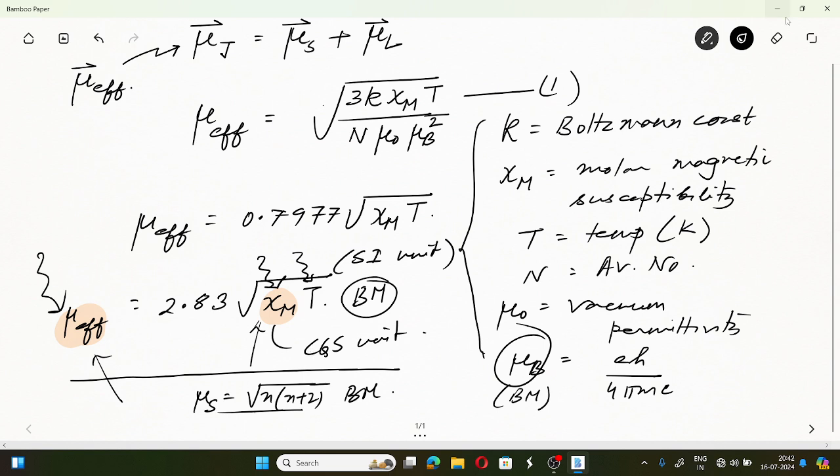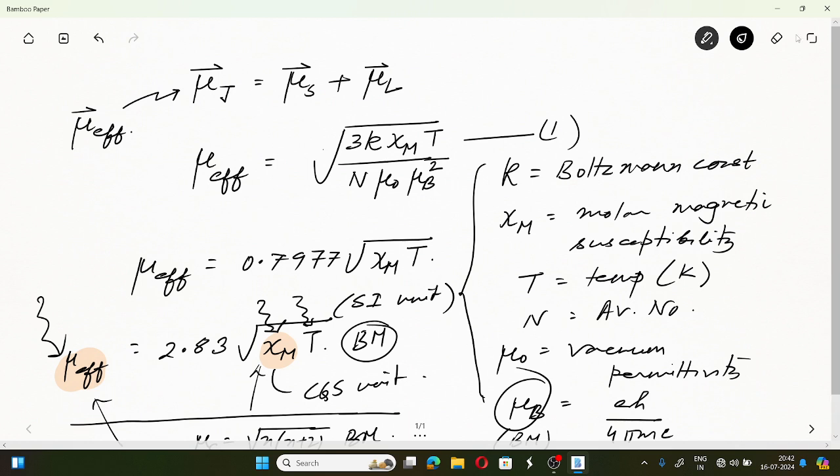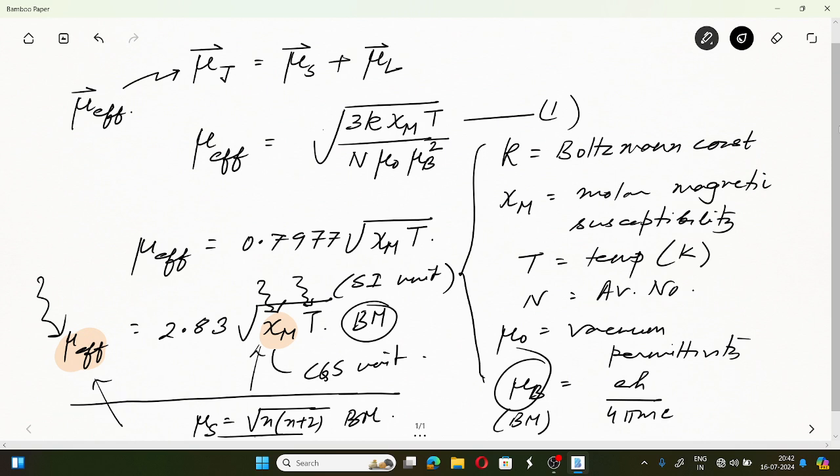So as we have mentioned before, this magnetic moment mu effective is related to both spin and orbital contribution.